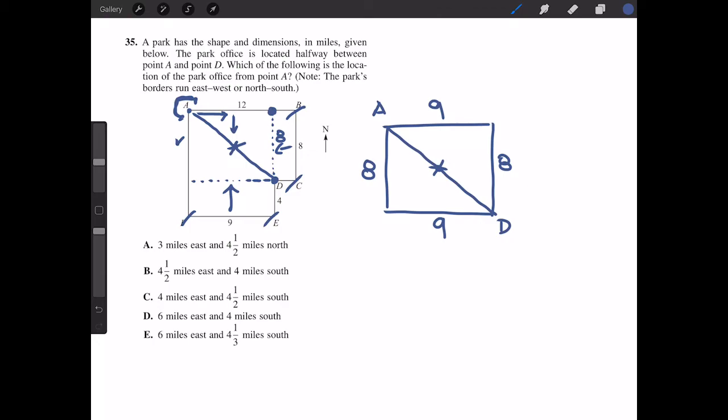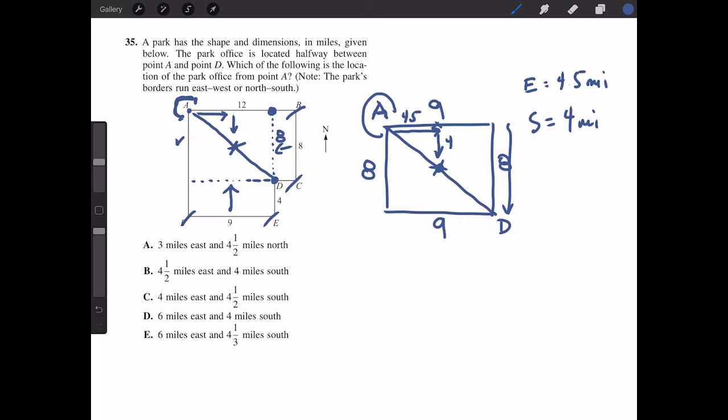Now, because we want to go halfway, starting on A, if we're going to walk to the east, half of 9 means walking east 4.5 miles. And then, once we stop there, we still have to travel south half the distance of this segment, which is half of 8, which is 4. So you would walk south 4 miles. So notice that starting on point A, walking 4.5 miles east and then 4 miles south will land you halfway between A and D, which is where the office is located.